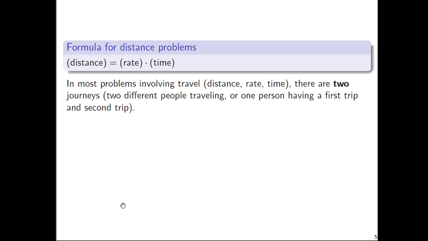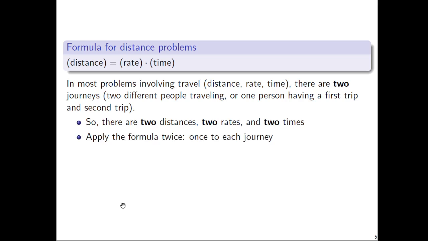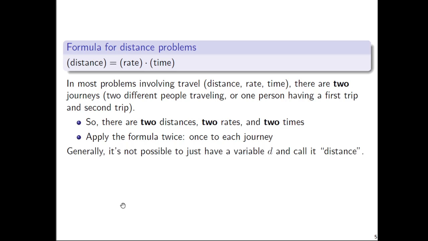Most problems that use this formula, there's actually this really important detail. There are two journeys. Now, that might be two different people traveling. It might be one person having a first trip and a second trip, but if there are two journeys, it means that there are two distances and two rates and two times. That is extremely important for these problems. You have to apply this formula twice, once to each journey.